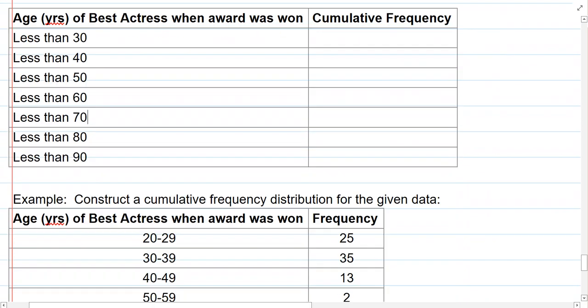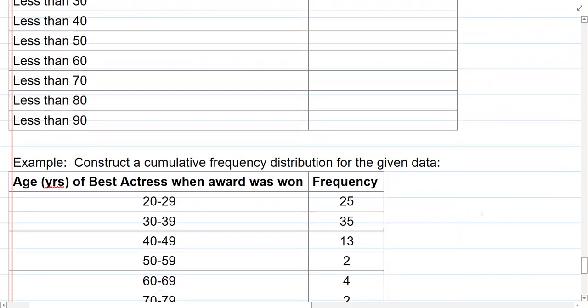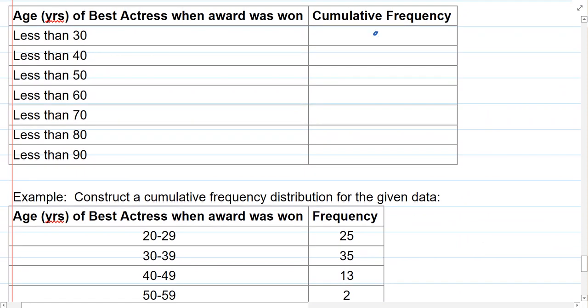I had, and here's the data for it, I had 25 for the first group. Then, I should put it at the ends because I made plenty of room so I could put the math on it. So then I have 25 plus the next category, which was 35, which gives me 60. Then I have the 60 plus the 13, which gives me 73. Then I have the 73 plus the 2, which gives me 75.